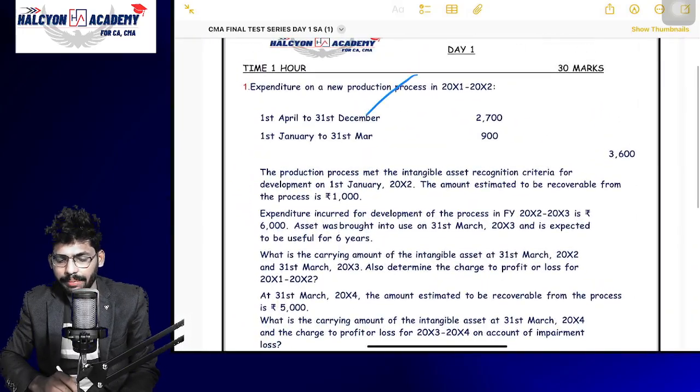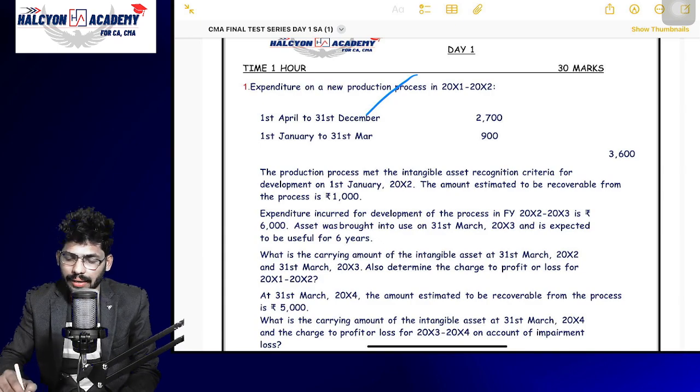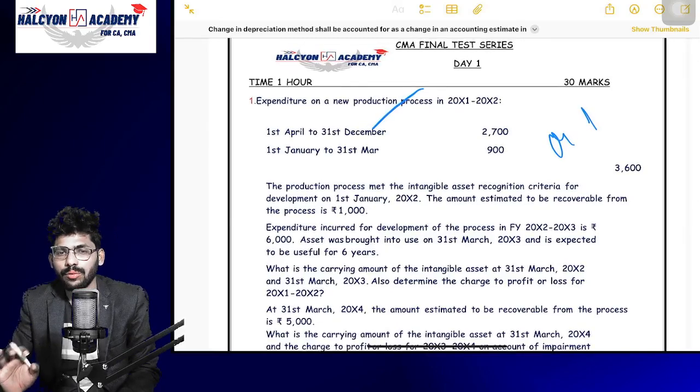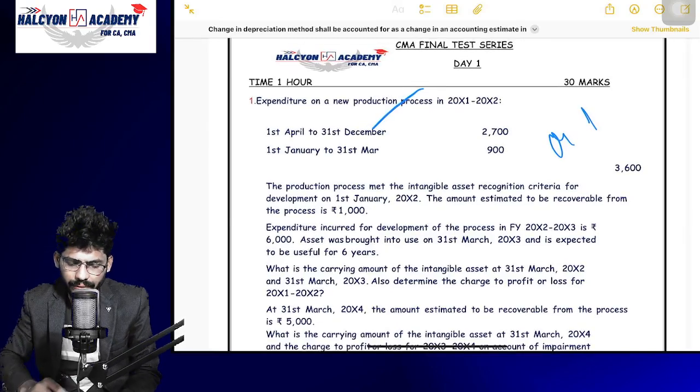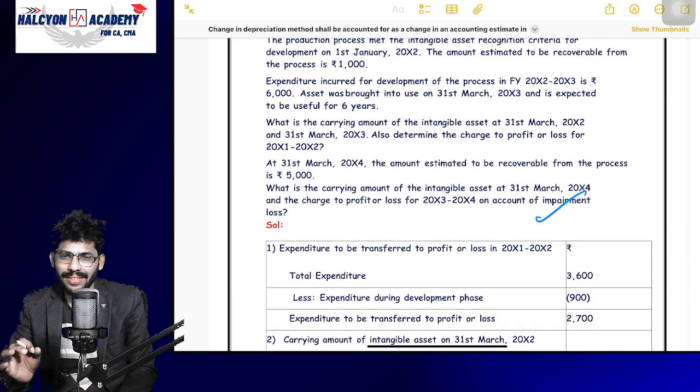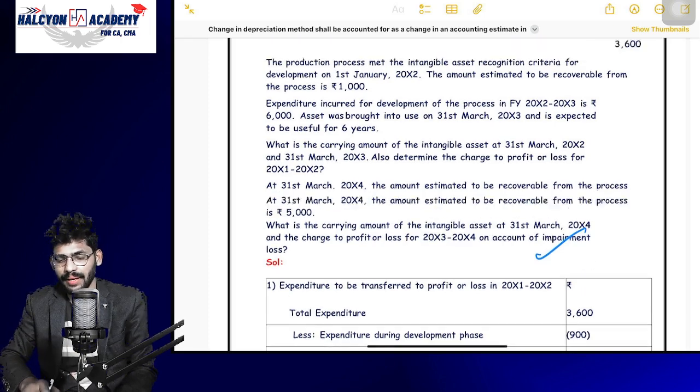So this is question number one. Actually, this question is given directly from my material. So this is already discussed in my classroom also. So what is the agenda of this question? Simply you need to calculate the carrying amount and impairment loss. It's a basic question. Correct or not?